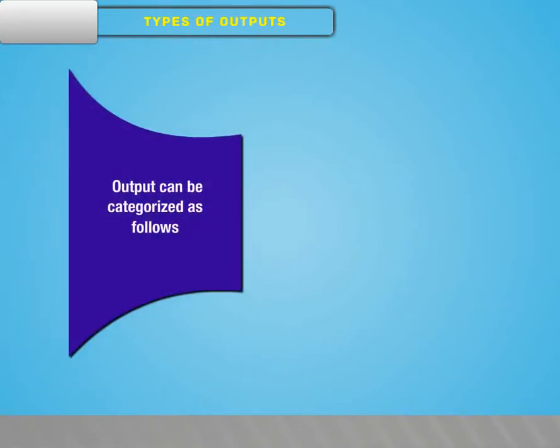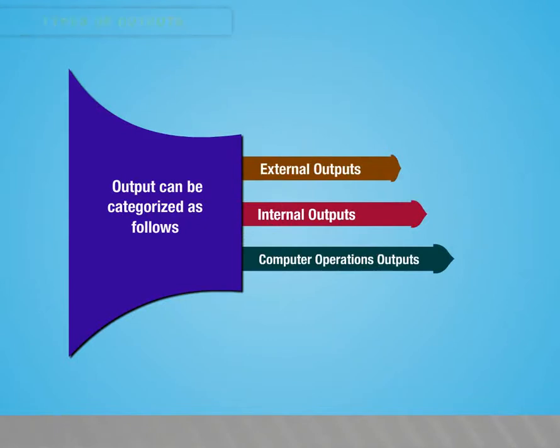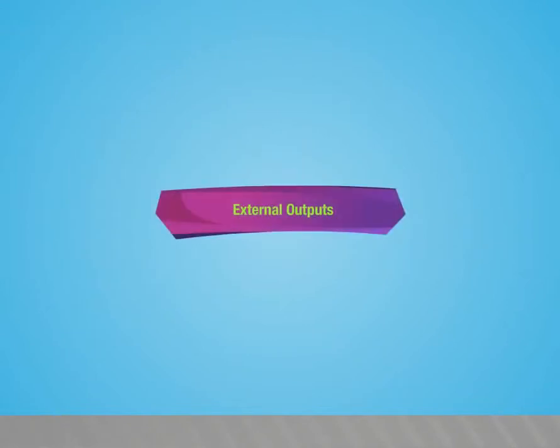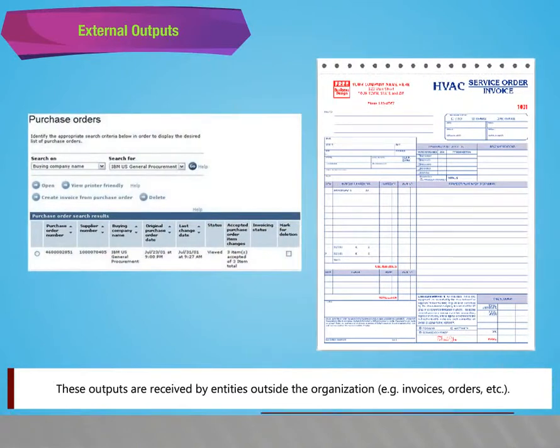Output can be categorized as follows: external outputs, internal outputs, computer operation outputs. External outputs. These outputs are received by entities outside the organization, for example, invoices, orders, etc.